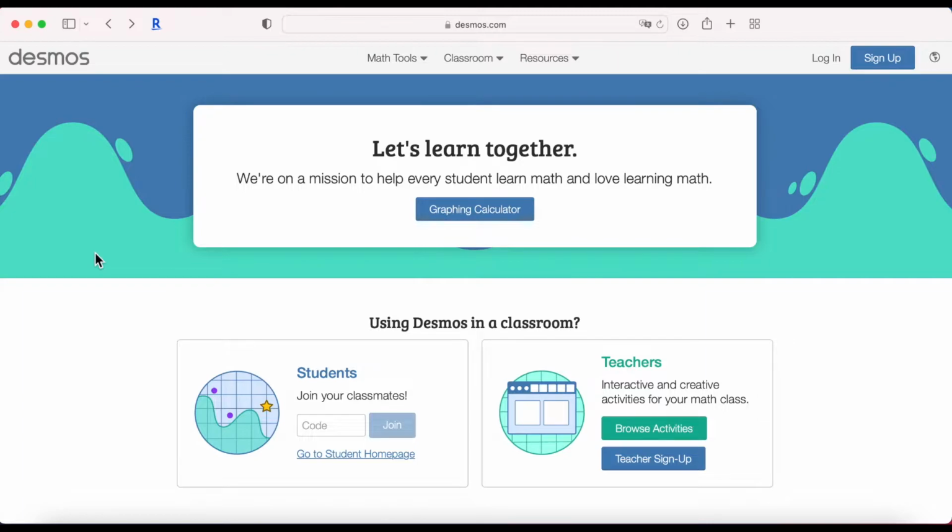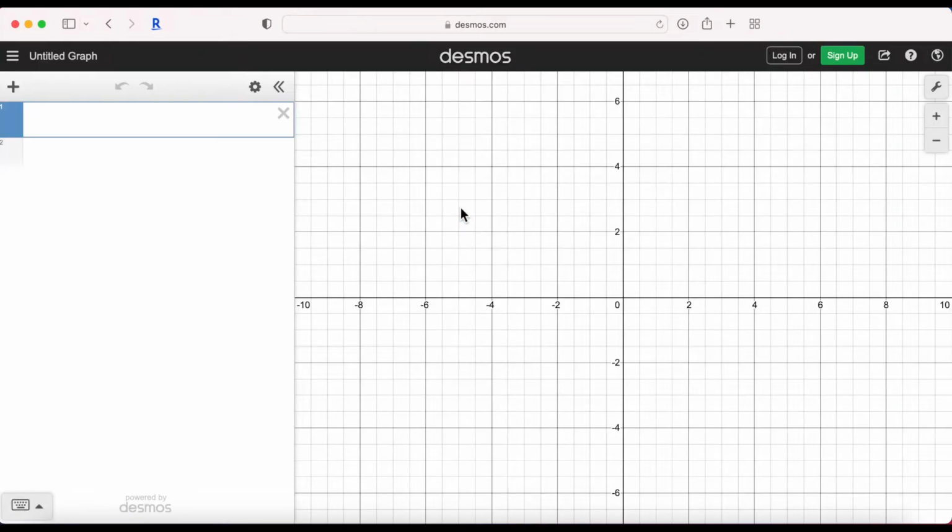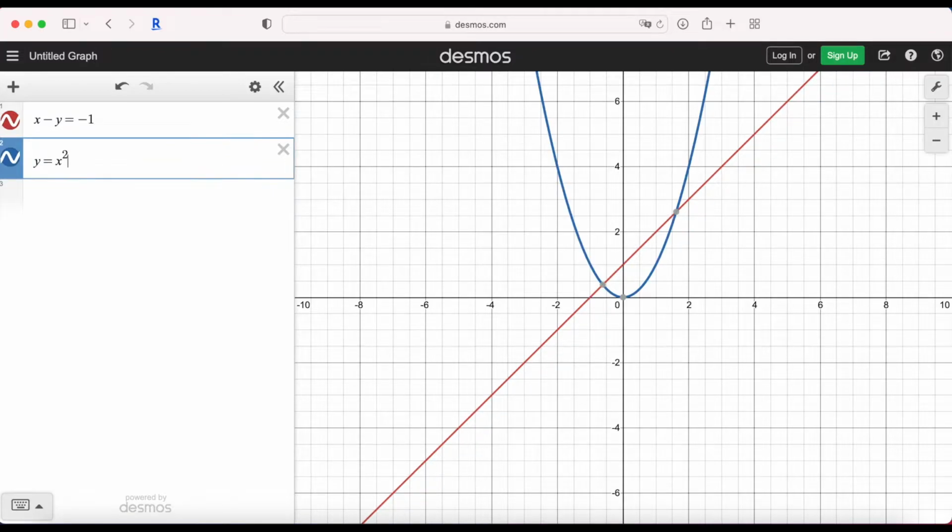You can also verify your solutions by looking at the graph. I am on Desmos.com right now, and if I click on Graphing Calculator, I'll be able to graph my two equations here. First, let's graph the equation x minus y equals negative 1. And then let's graph the parabola y equals x squared plus 1. As you can see, my parabola is intersecting my line at two different points. So these two intersections are my solutions. The first one is 0, 1, and the second one is 1, 2.